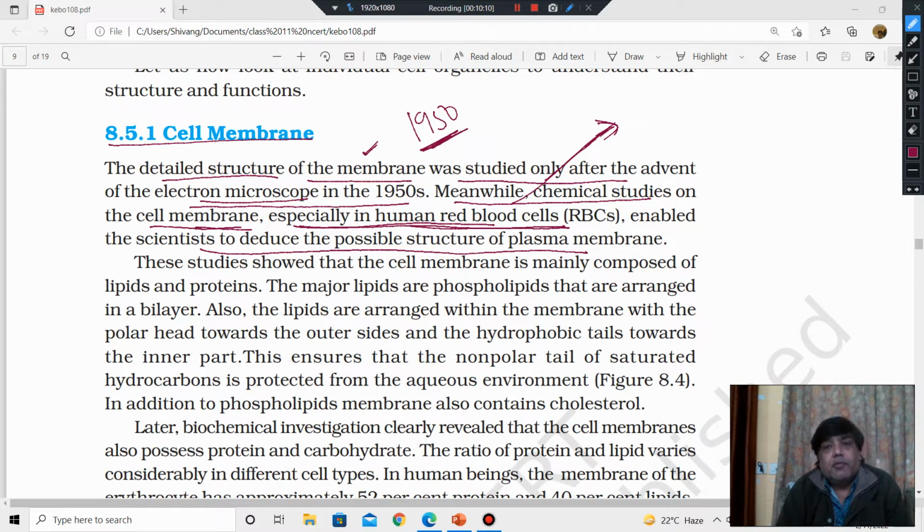This question is asked: why human RBC is the most preferred substance to study the composition or configuration of cell membrane, because mature human RBC is enucleated. Enucleated means nucleus is not present. The nucleus is discarded in mature human RBC. However, newly formed RBC contains nucleus, but mature human RBC is enucleated in nature. Therefore, human RBC is the most preferred substance to study the cell membrane.